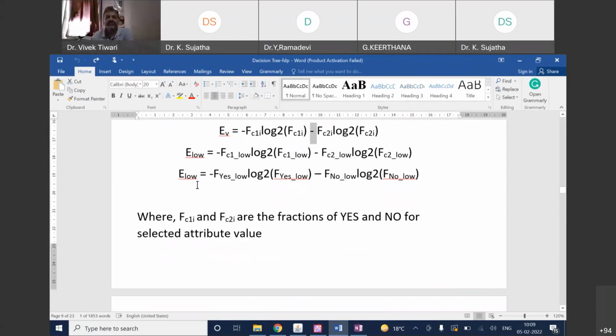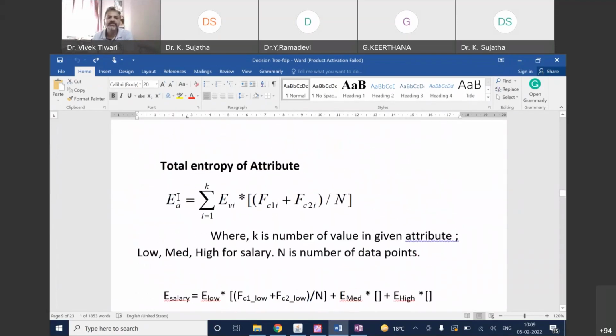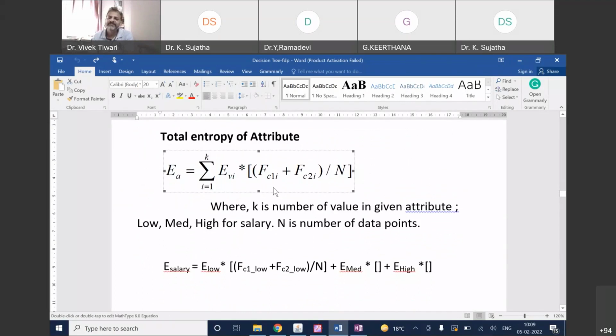So you have to calculate the entropy of each and every level: low, medium, high. I assume that you have calculated that, then you have to combine it to calculate the entropy of the salary. So that is the formula to combine it. K means the number of levels under the particular attribute. In the case of salary, K is equal to 3.